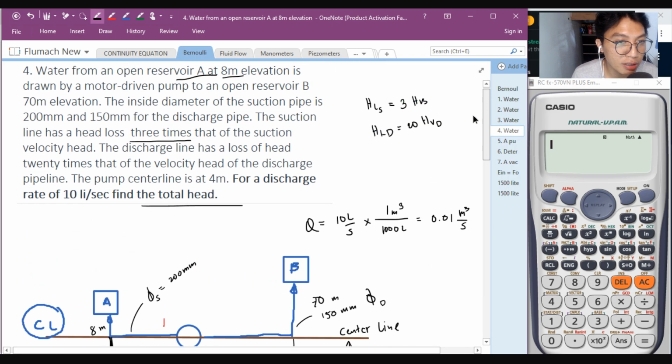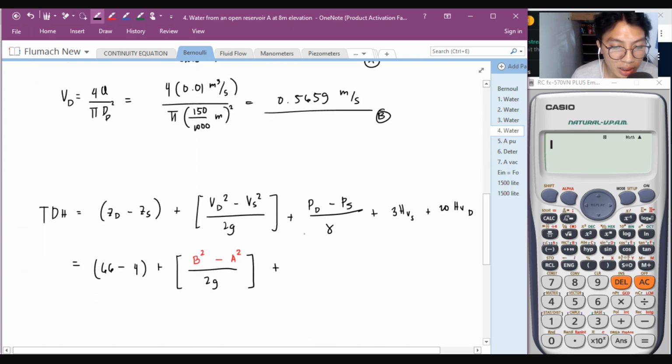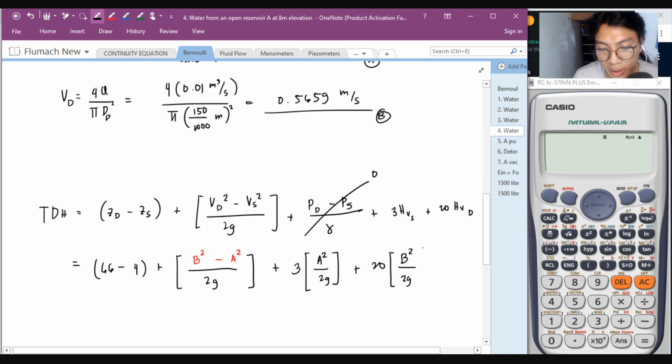Plus PD. Yung pressure natin dito, may binigay ba? Walang binigay. So, this is canceled, 0. Plus 3 thrice nung velocity head ng suction. O, ito yun. O, yung suction natin is A squared over 2G plus 20 discharge naman B squared over 2G. We calculate the value. Okay. Nakastore yung mga value niya, di ba? Pwede na natin siyang matapos.